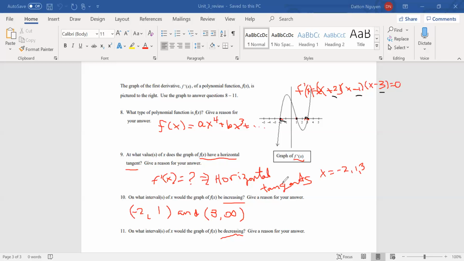Because you think about it, right? At -2, that's 0. At 1, that's 0. At 3, that's 0 for f prime of x. So that's neither increasing nor decreasing. So it has to be a point slightly after -2 to be increasing. It has to be a point slightly before 1 to still be increasing. And it has to be a point slightly after 3 to be increasing, right? Exactly. But it's for the f of x value. That's correct. It's for f of x.